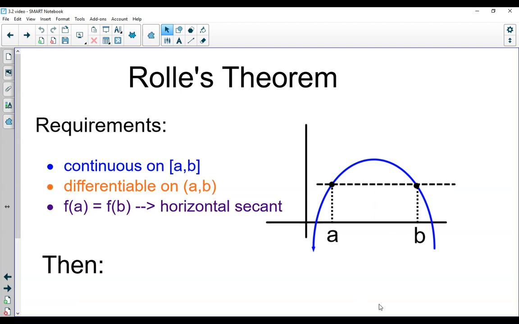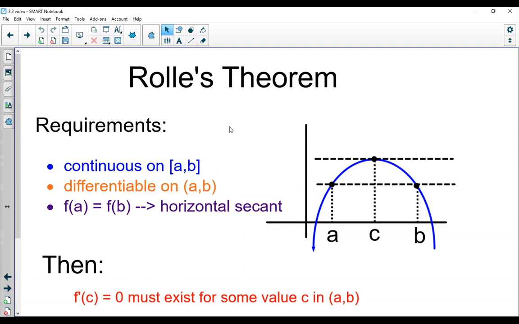What that looks like is a little bit like this. You have A and B, you find their points, you draw the secant line. It is a horizontal secant. If all of those things happen, what Rolle's theorem says is that f prime of C must exist for some value C in the interval AB, meaning there must be a point, an x value, between A and B where the tangent line is also horizontal.